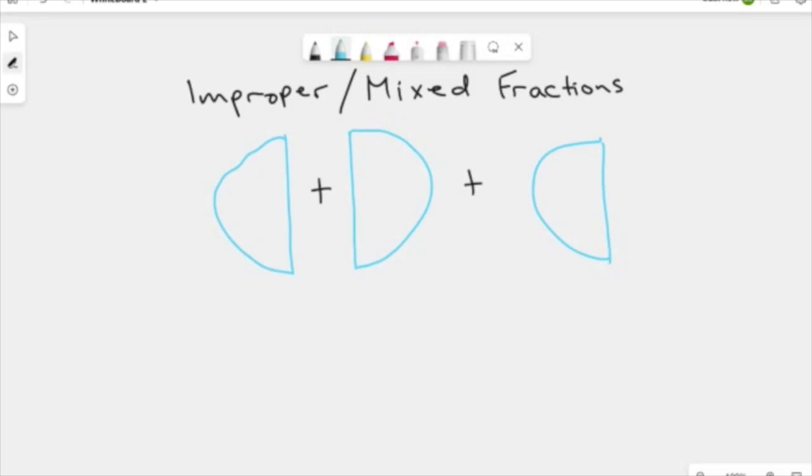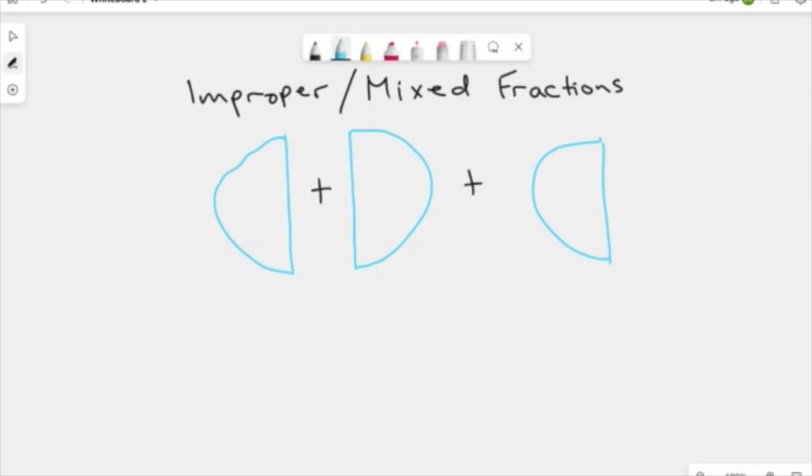So today we'll be looking at improper and mixed fractions. These are special types of fractions which occur when we have a whole or more, or essentially more than a whole. So it's fractions which, you'll see, for improper fractions have a larger numerator than denominator. Now this will all become clear in a minute, but we're just going to work through this one example and identify some improper and mixed fractions from it.